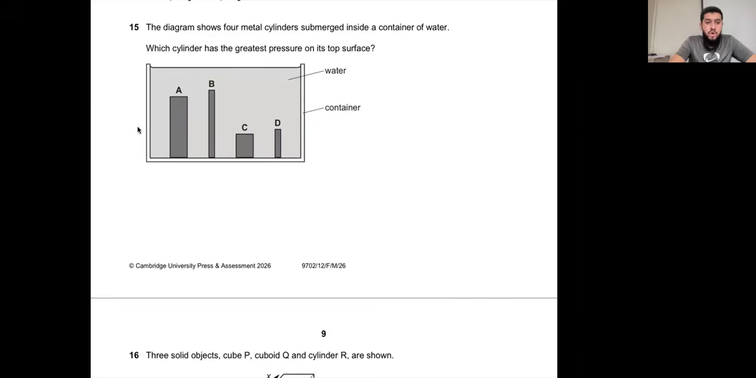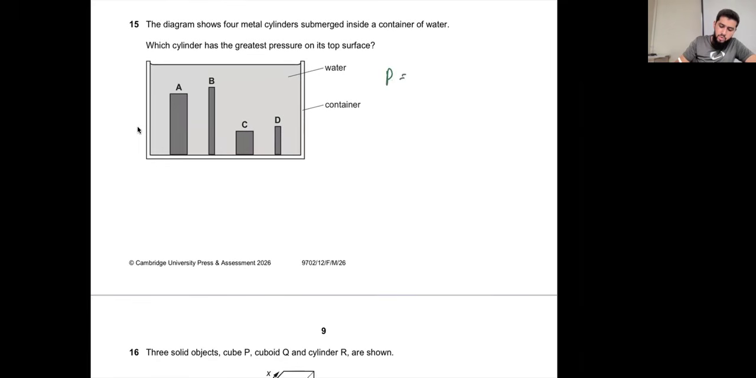The diagram shows 4 metal cylinders submerged inside a container of water. Which cylinder has the greatest pressure on its top surface? Pressure is equal to rho g h. So they're in the same liquid. Rho is constant. They experience the same value for g. Pressure is directly proportional to h, where h represents the depth of the water. C is at the deepest point, so will experience the greatest pressure.